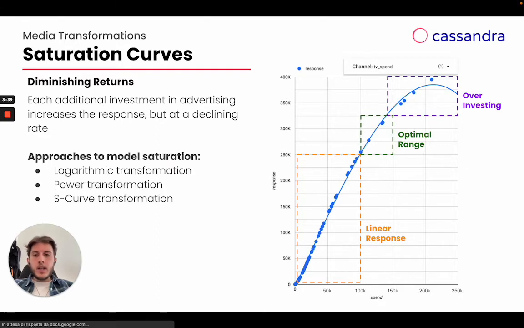And there are several different approaches to model saturation curves and diminishing returns. The most common ones are logarithmic transformations, power transformations, and S-curve transformations. And I will specifically recommend you to maybe start with one of the first two, which are easier to implement and understand, but then you may really want to take a look at the S-curve transformation as it's one of those that better represents real-world scenarios.